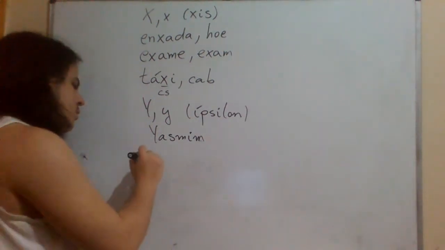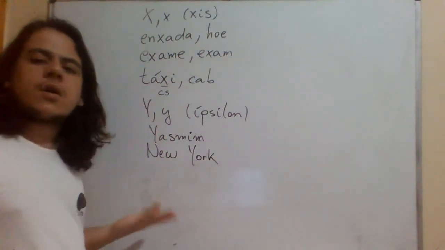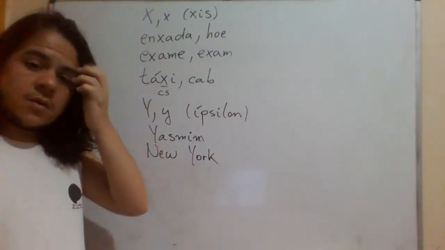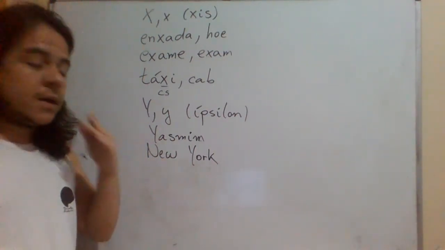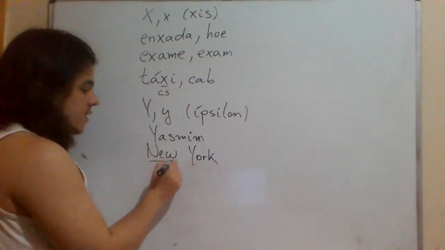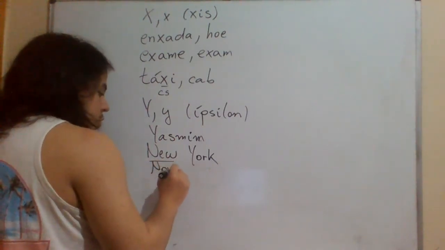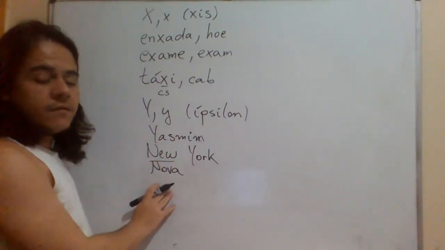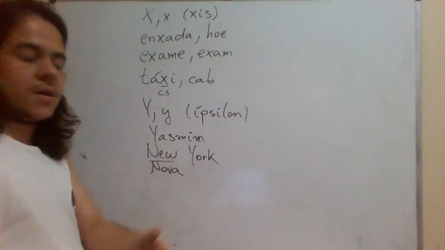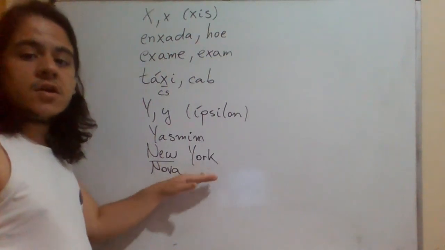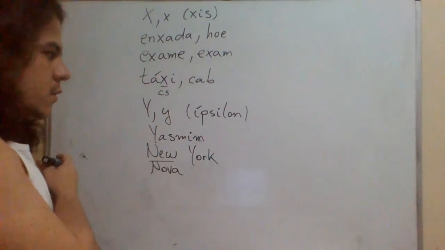For example, New York, the city. In Portuguese we say it like this, and we write like this, New York. Sometimes people translate this word new in Portuguese. New means novo, or nova in the feminine. Novo masculine, nova feminine. So people can say Nova York, very common. But New York is also common.